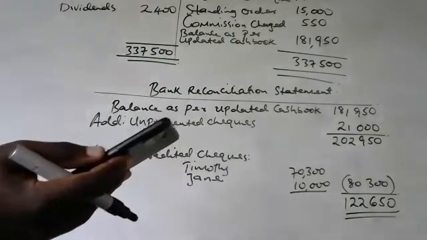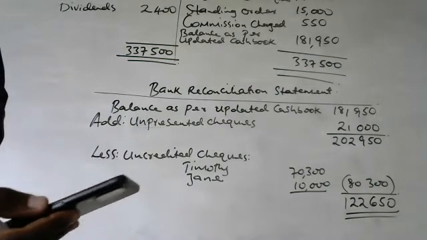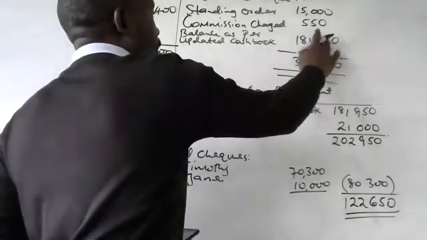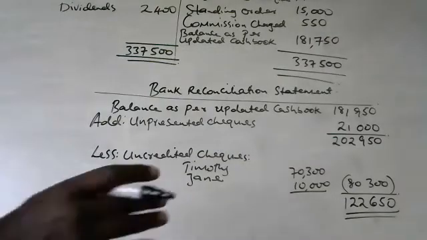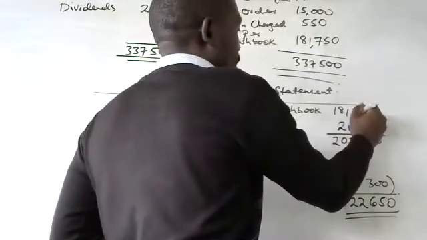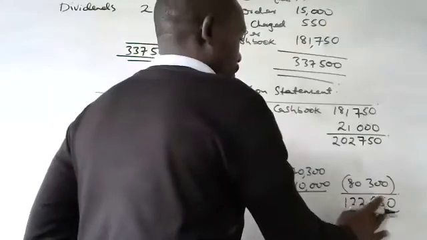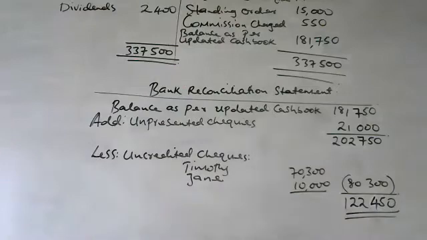I don't know whether there is somewhere we have done. Excuse, up there. That balance as per updated cash book, it should be 181,750. Okay. Then I think that is where it is supposed to be like that. So if this one is 750, this one will also be 750. And if you write this one, it will be 450. Actually, I think that is where we went wrong.